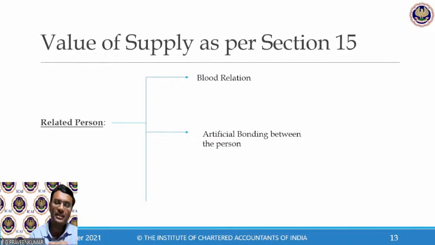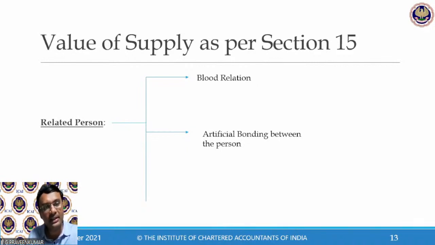There is an employer-employee relationship. There's a bonding which is created by virtue of employment. Or if there is a partner, there is a sale of goods by a partnership firm to a partner. Again, there is a bonding of firm with a partner. There is again an artificial relationship. So when there are legally recognized partners, again I call that a related party transaction.